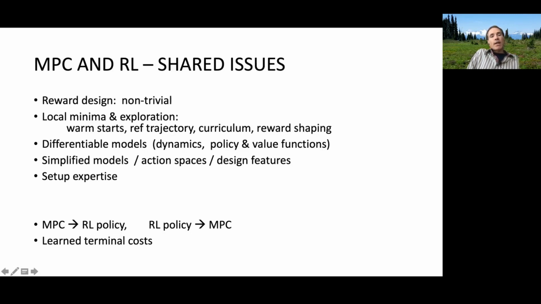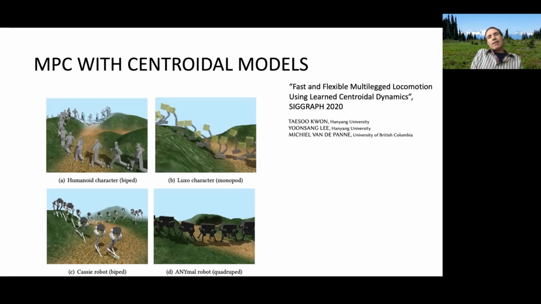One last point of connection is that often on the MPC side, we need to have some kind of terminal cost to use for the end of our horizon, and of course, that begins to look a lot like a value function in a reinforcement learning policy. So these methods, despite being fairly separate in the literature, really share any number of things.